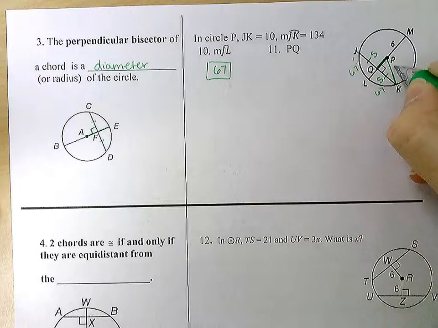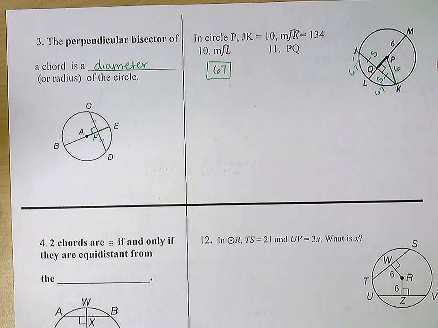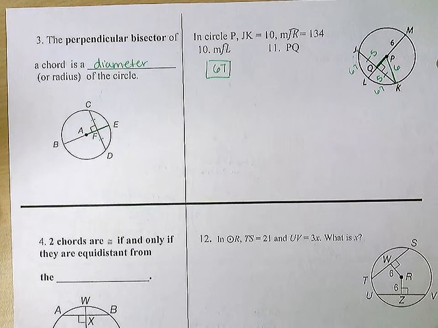Six. Where did you get the 6? Right there. Diameter. P to M is 6. All of your radii are the same in a circle. So since from P to M is 6, P to K is also 6. Okay, so now I have 2 sides of this right triangle. I can find that third side, P to Q, using the Pythagorean theorem.